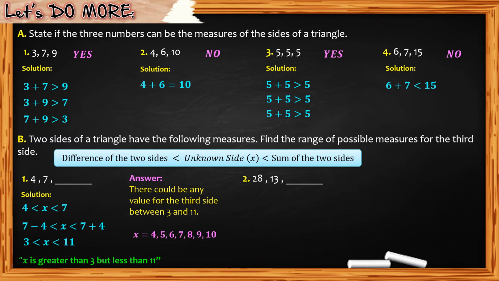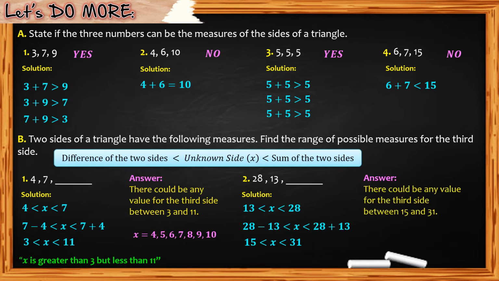Now for number 2, given 28 and 13, what are the possible measures for the third side? For the solution, we can write x is greater than 13 but less than 28. Next, we are going to get the difference of the two sides on the left side, and on the right side is the sum of the two sides. So 28 minus 13 is 15, and 28 plus 13 is 31. So x is greater than 15 but less than 31.